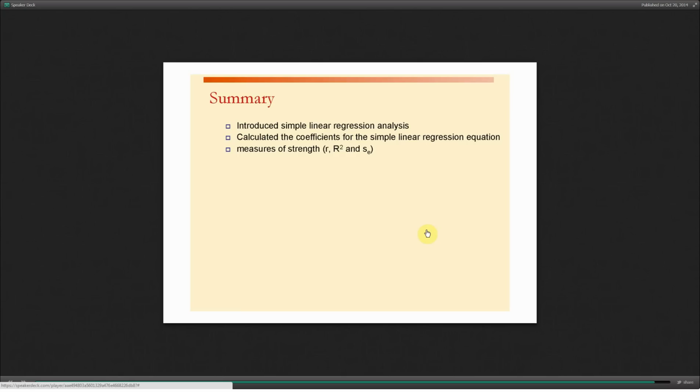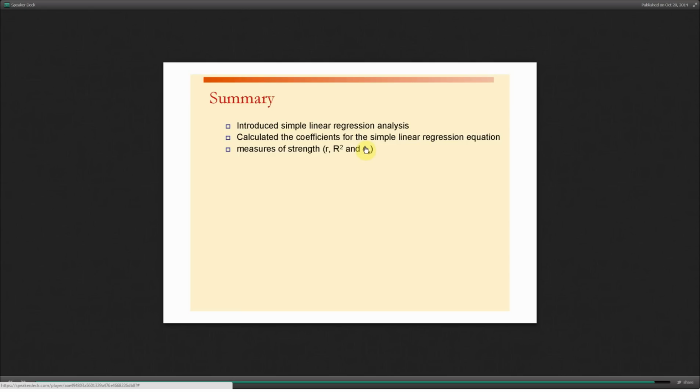Okay, so that's what we have. It's a lot of stuff, I know. We talked about simple linear regression and how it's analyzed. We looked at how those coefficients of slope and intercept are calculated. And we looked at the measures of strength in terms of correlation and its square, which is r squared, which is the amount of variability, and SE, the standard error, which is sort of on average how far off our predictions will be.